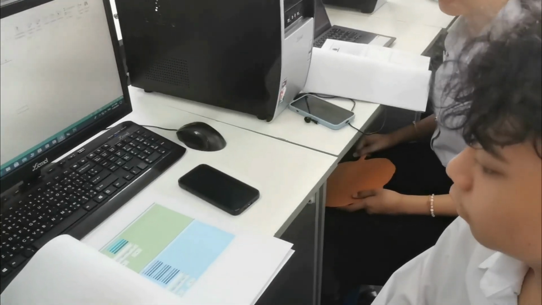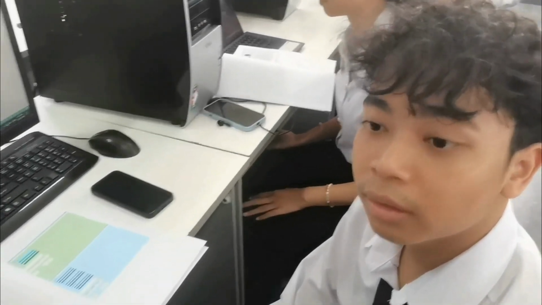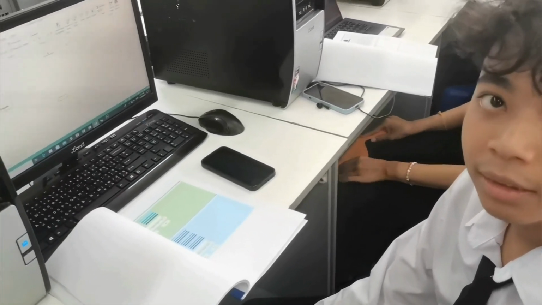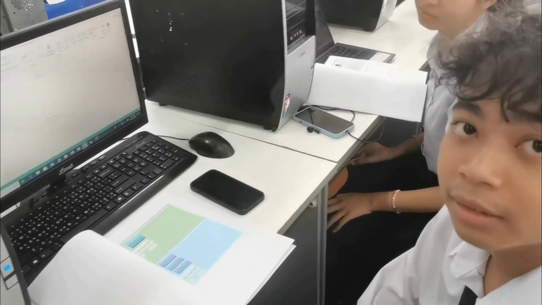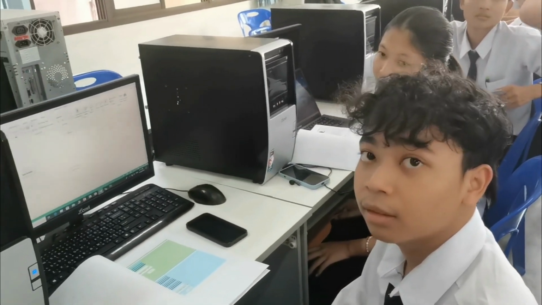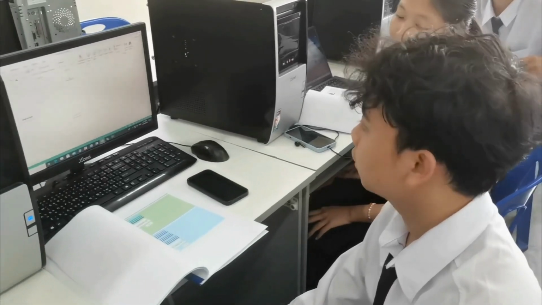How about you, Bus? Did you have any problem? Oh, a little bit. Which part? The design or the code? Oh, the design. So actually, most of the students already understand the codes, but in designing, they lack the knowledge of designing the system.